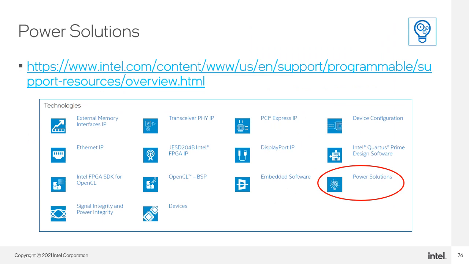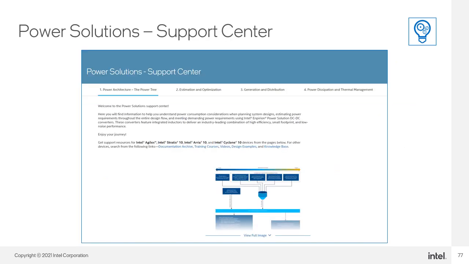Here you will find information to help you understand power consumption considerations when planning system designs, estimating power requirements throughout the entire design flow, and meeting demanding power requirements. This site helps you understand your power requirements described in a number of different phases, from choosing a power tree, power estimation, to power distribution and thermal considerations. Check out the many application notes, user guides, design examples, and reference designs listed on this page.